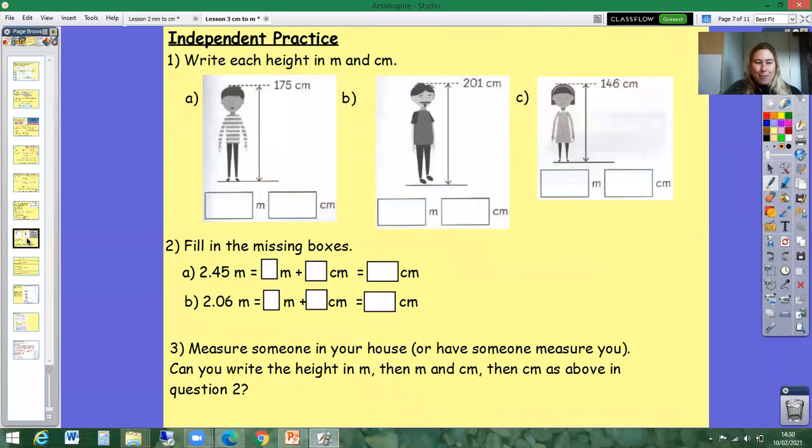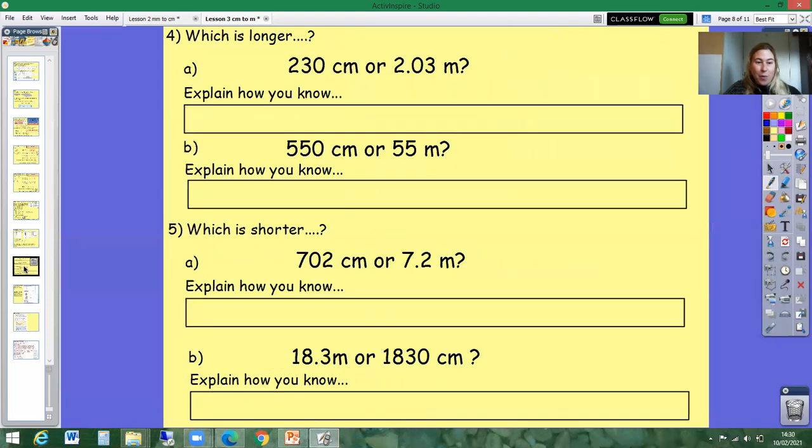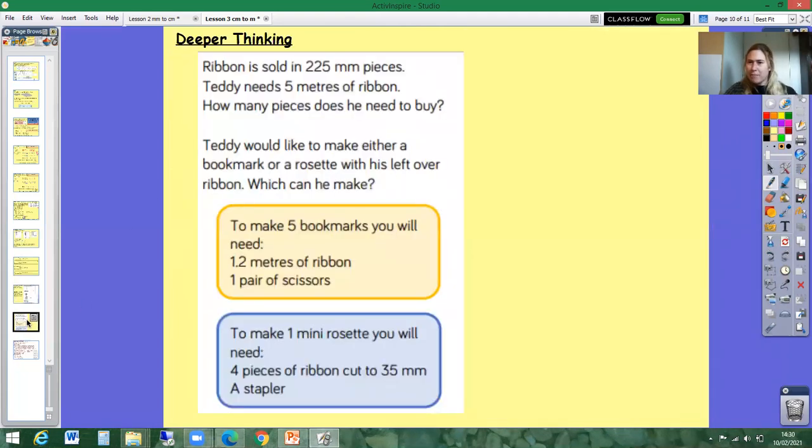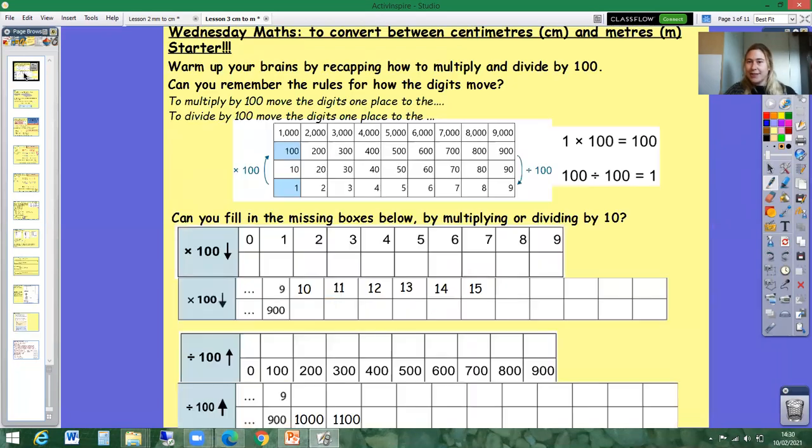Now you've got some independent practice to complete, so work through all of those questions really carefully, read those questions, and then there's a table to fill in. One of your extra tasks today is to perhaps go around your house or look out of your window, or when you're on your walk, maybe you could estimate the heights of some of the objects in your neighborhood or your house, a bit like Ruby did here, because estimating heights in meters and centimeters and maybe even millimeters is a really good skill. There's a deeper thinking challenge. It's quite a meaty one today, so there's just one, and then the answers are at the end.